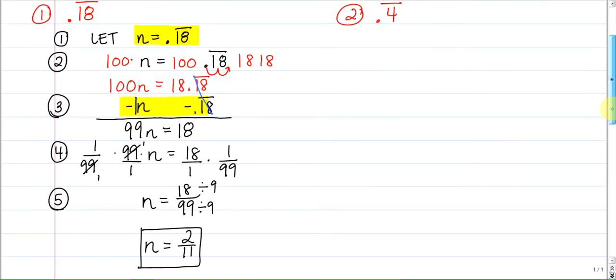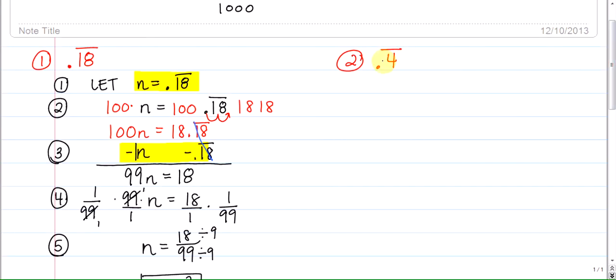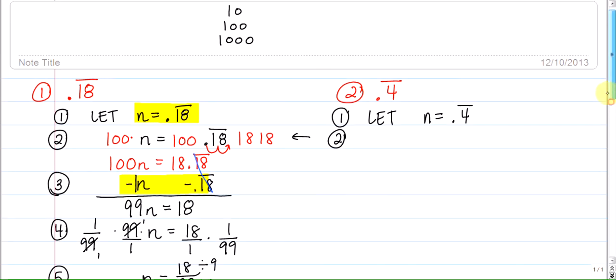Let's try another one. This one's going to be slightly different. We're going to notice that right in this step, we'll do sort of a minor change, because this one, 0.4 repeating, only has one digit repeating. So step 1 will be the same. Let n equal 0.4 repeating. Step 2, because there's only one digit repeating, I'm going to multiply by 10 this time.